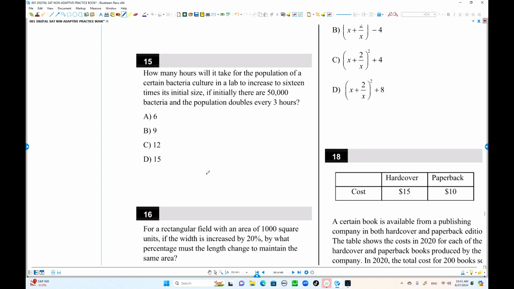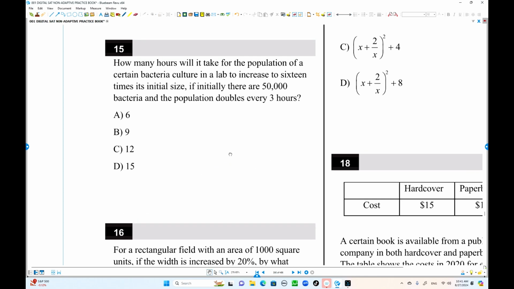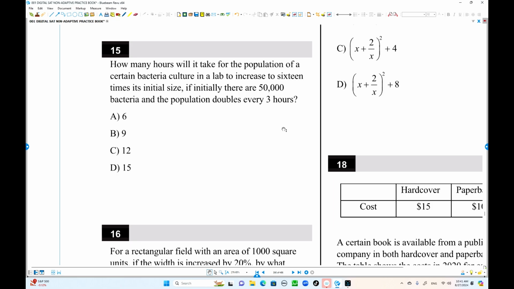Here is number 15. How many hours will it take for the population of a certain bacteria culture in a lab to increase to 16 times its initial size? Initial size is 1500. Anyway, we're going to set up the equation over here, right? That is initially 1500. So double is 1 plus 1, double, right? 2 to the power of t over 3, every 3 hours. That is the exponential function. 16 times the initial.